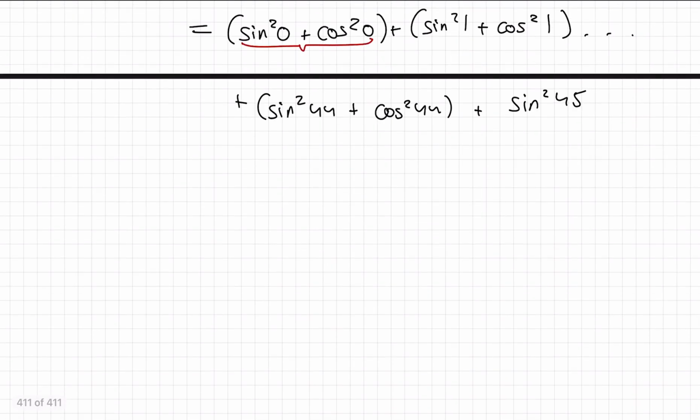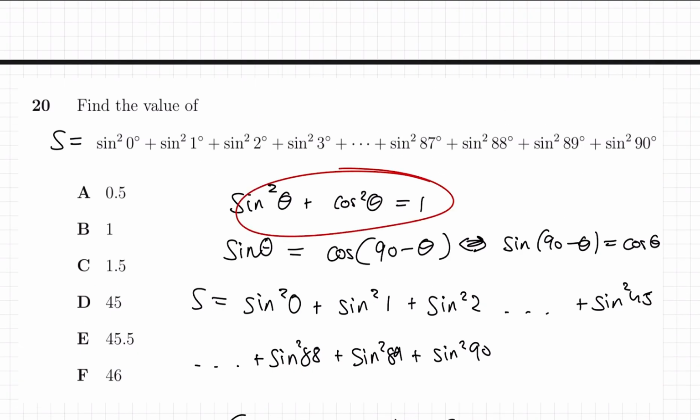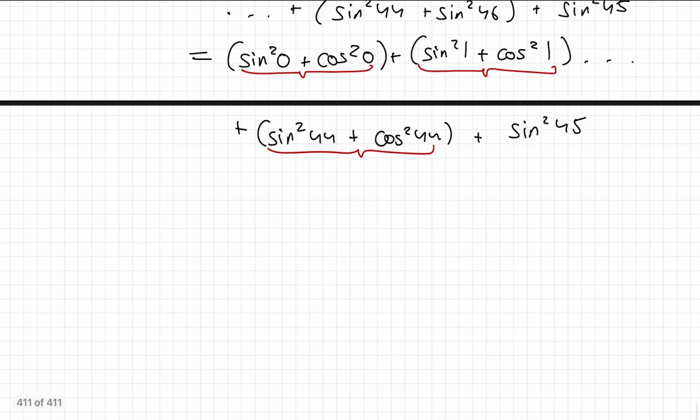Now you can see each of these brackets is going to reduce down to 1 via the first identity over here. I'll just write 1 over here. So that's going to give us 1 multiplied by the number of these brackets. They range from 0 to 44 inclusive, so that is actually 45 brackets in total. Don't get confused. If it was from 1 to 44, that would be 44, and then we have the additional bracket here, so that makes 45, plus sine squared of 45.